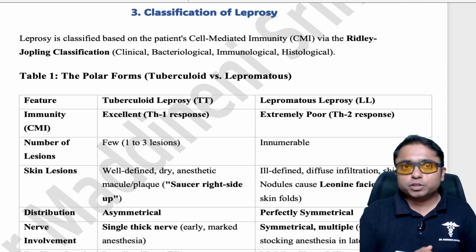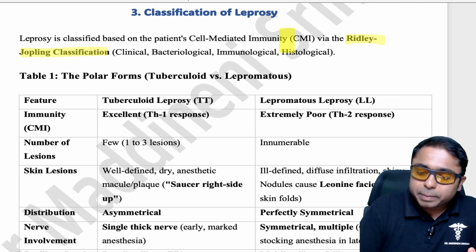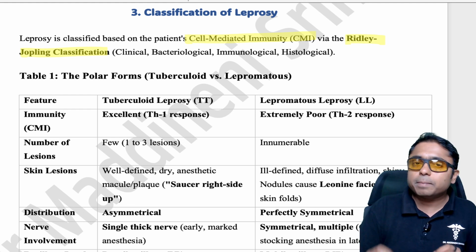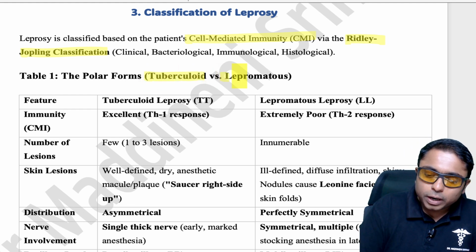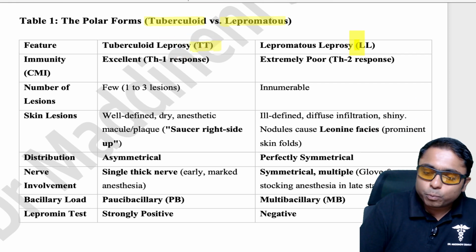Coming to the classification of leprosy, it is based upon the Ridley-Jopling classification, again based on cell-mediated immunity. So you must remember cell-mediated immunity plays a very important role in leprosy patients. So the tuberculoid and lepromatous. First let us see these very quickly: tuberculoid TT pole and LL pole.